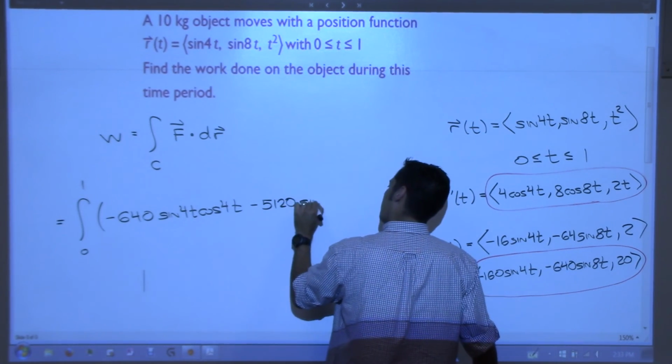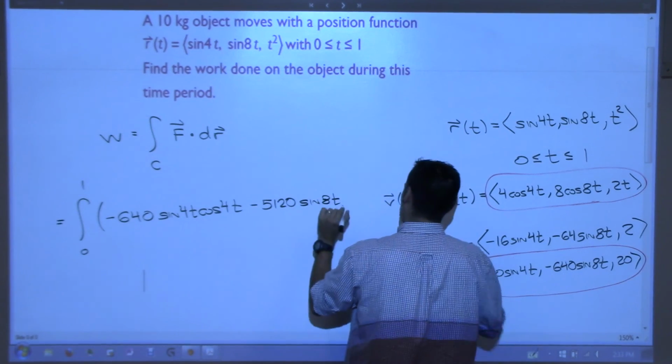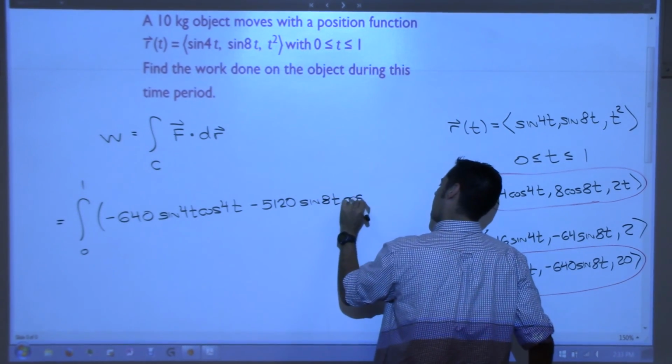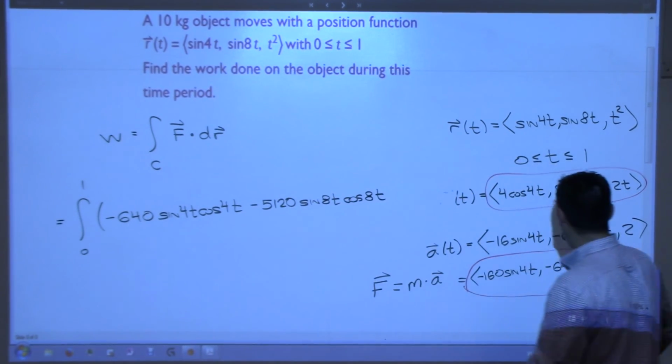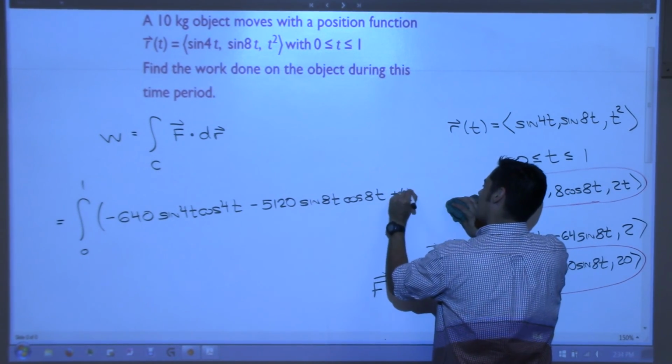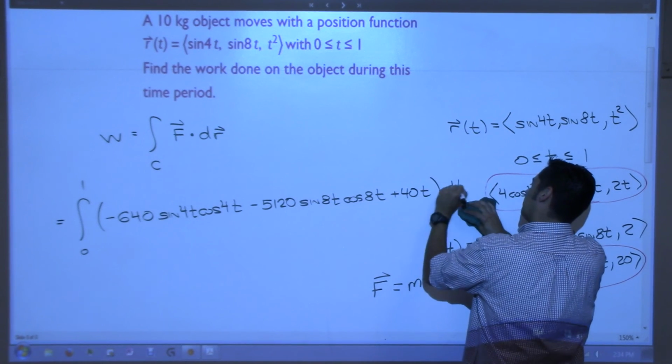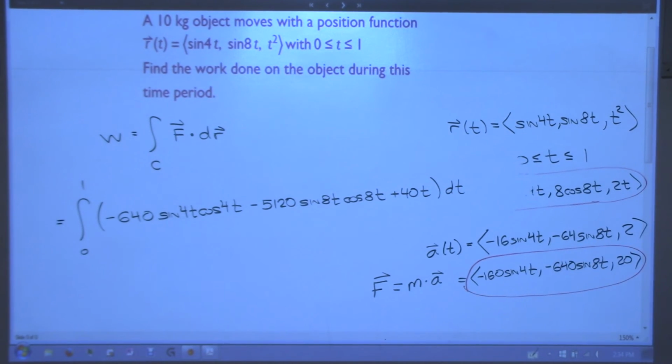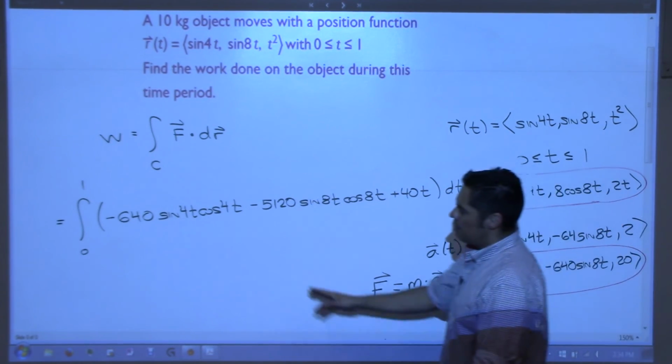Sine 8t. Cosine 8t. And then finally, 20. That one I don't mind doing. 40t. And then dt. How are you going to handle this right here?